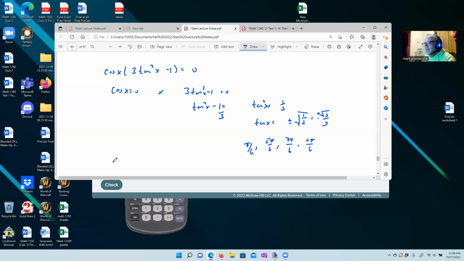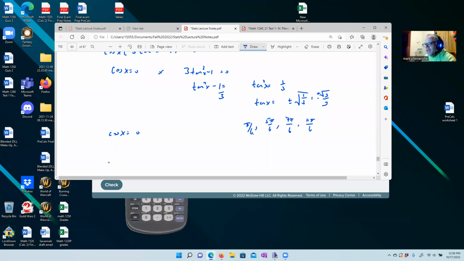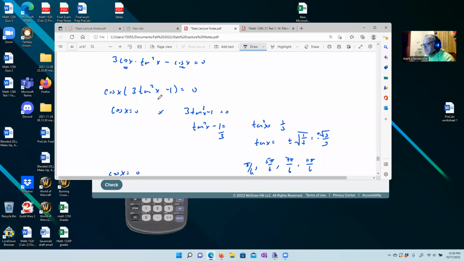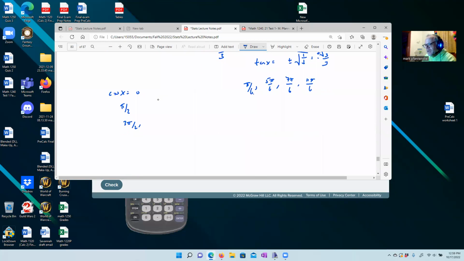So we also have cosine x equals 0. Where's that going to be? That's also going to be pi over 2. How about 3 pi over 2? So we've got quite a few angles here that are going to make these statements true. We're going to need a pi over 2 and 3 pi over 2.